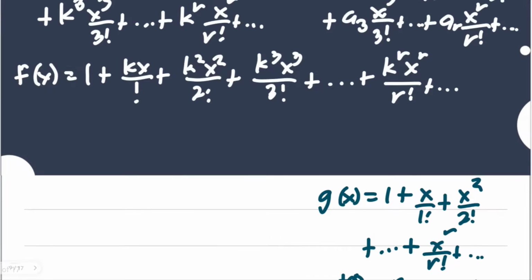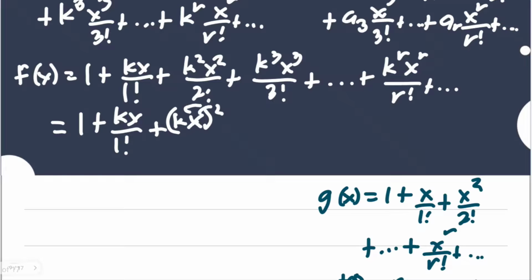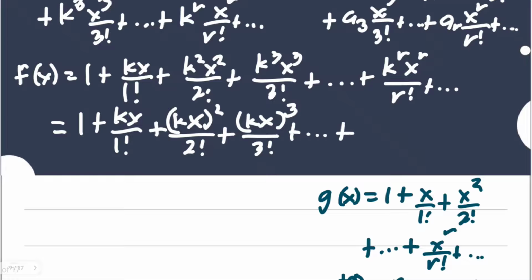Now, let's try to look into their relationship. Let kx be another, we also have kx here. So let us try to do it first. You have 1 plus kx over 1 factorial. What if I'm going to apply the power law here, the reverse? So this is actually equivalent to kx raised to 2. By power law, it returns to k squared x squared over 2 factorial. Plus, this is also kx to the power of 3 over 3 factorial. Plus, until here, it's actually just equal to kx to the power of r over r factorial.